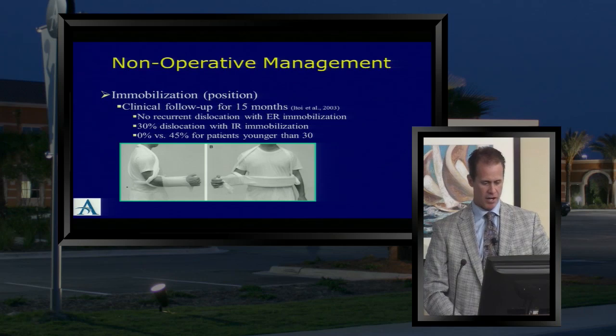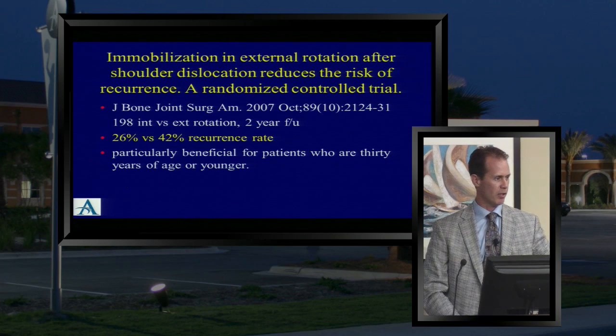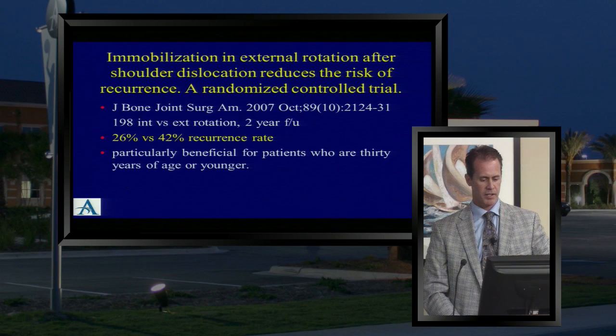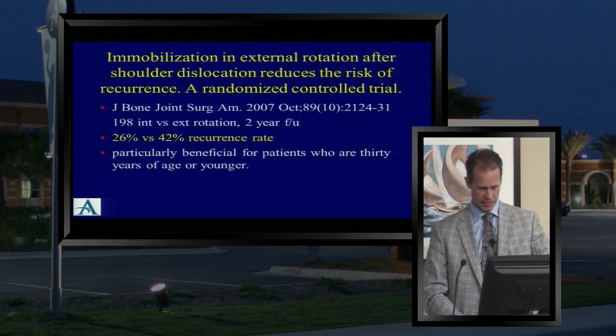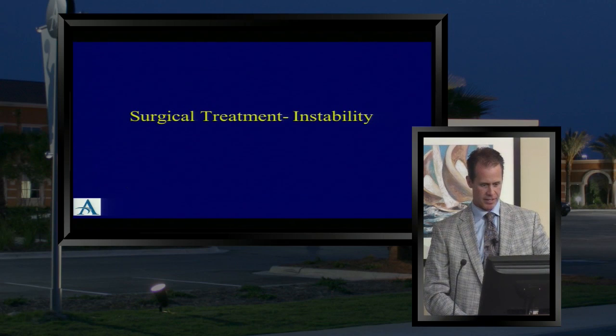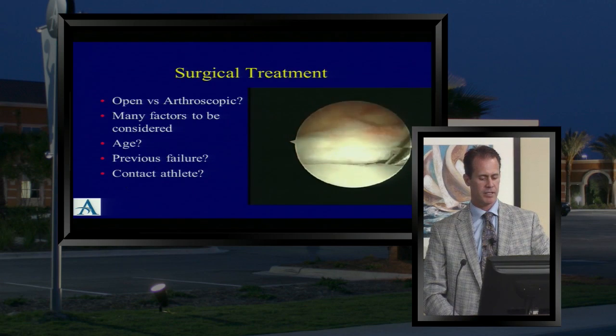And so that was a hot topic about 12 years ago until they started following these out. As most things in orthopedics go, as you start to follow out your results in longer terms, you start to think of things differently. So with this study, they showed that there was in fact a pretty high recurrence rate. It was better in external rotation, but it was 26% versus 42%. So who's going to be happy with a 26% redislocation rate? Nobody. Hence surgical treatment.